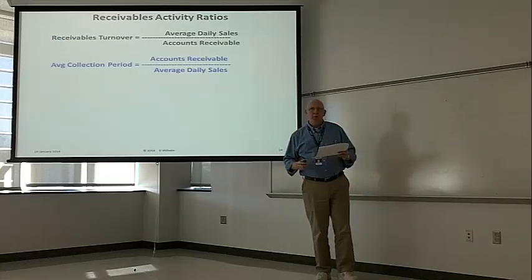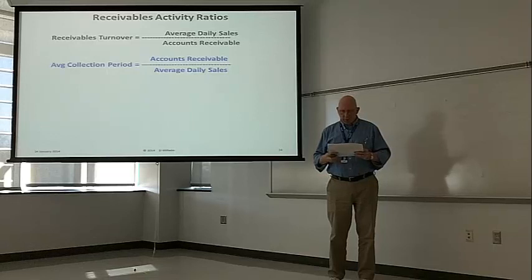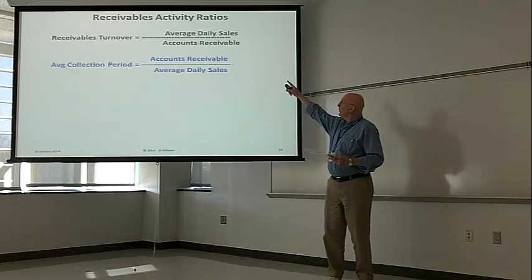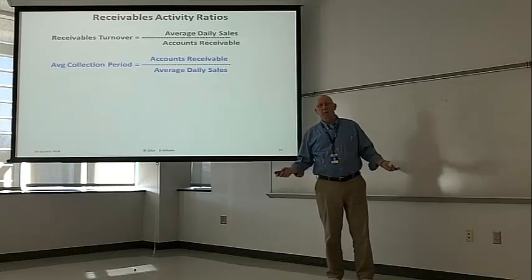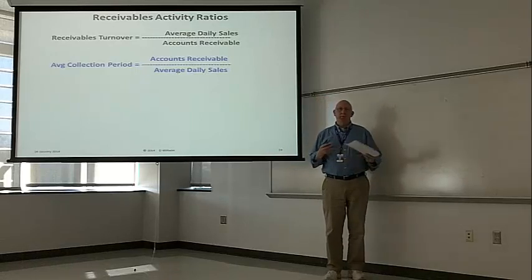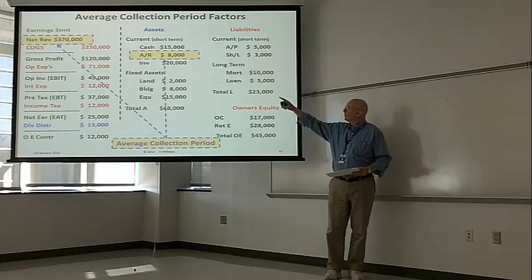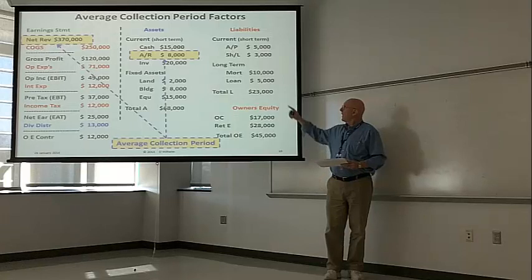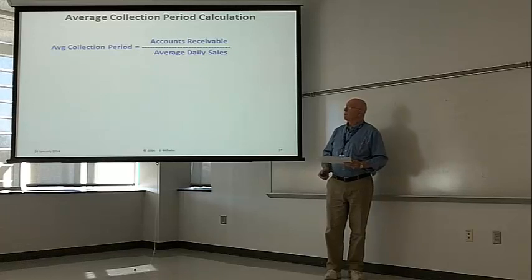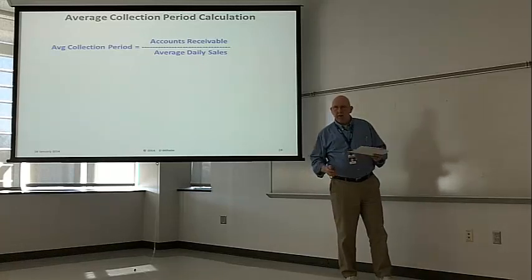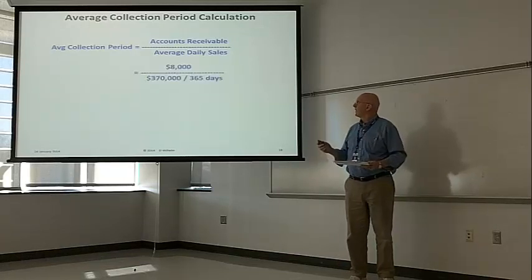Another activity ratio is receivables. How fast are we collecting what people owe us? We have the turnover, which is similar to the inventory turnover, and then we have the average collection period, which is, for me, just more intuitive. It makes more sense. For the average collection period, we need net revenue, and we need accounts receivable. And if we look at the accounts receivable divided by the average daily sales, that'll tell us how many days of collectibles are sitting around.